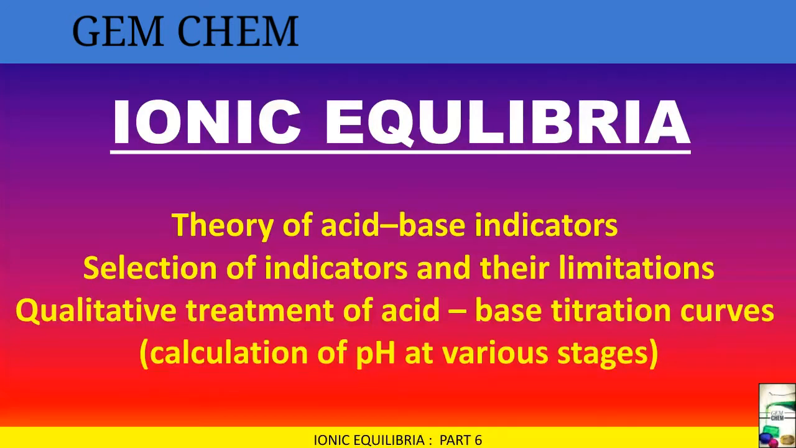Now today's video is an ionic equilibria part 6 video, and here we will deal with theory of acid-base indicators, selection of indicators and their reactions, and the qualitative treatment of acid-base titration curves, calculation of pH at various stages of the curves. Now before starting, already there are 5 videos uploaded on ionic equilibria.